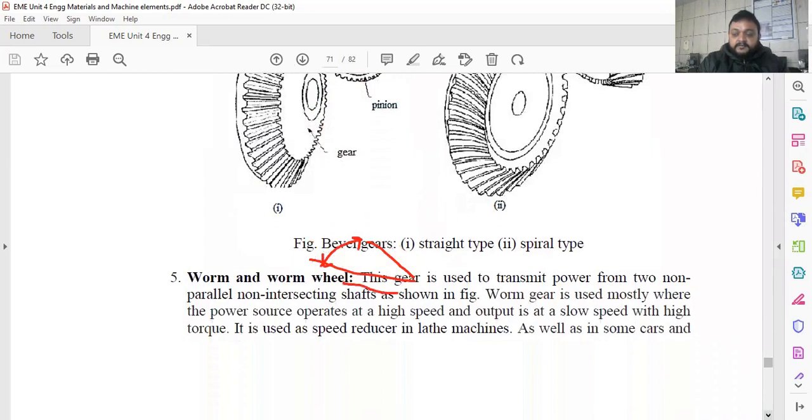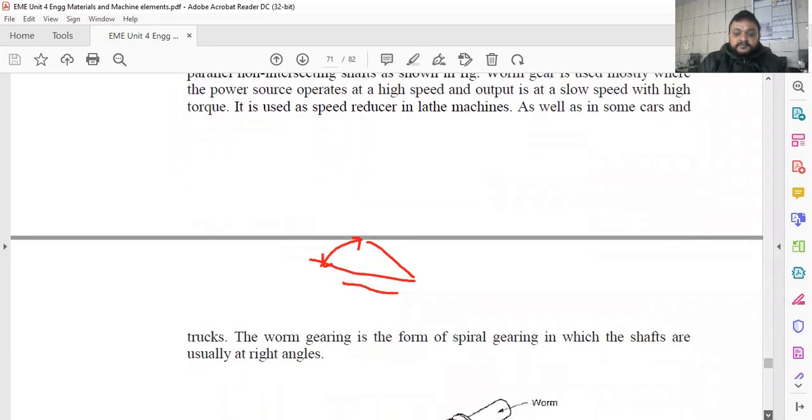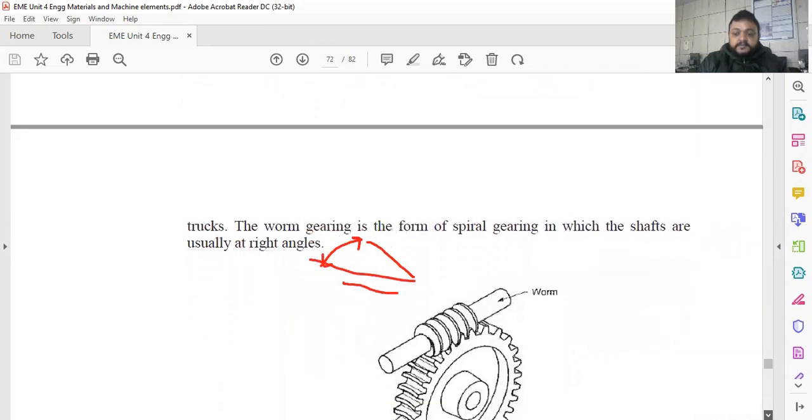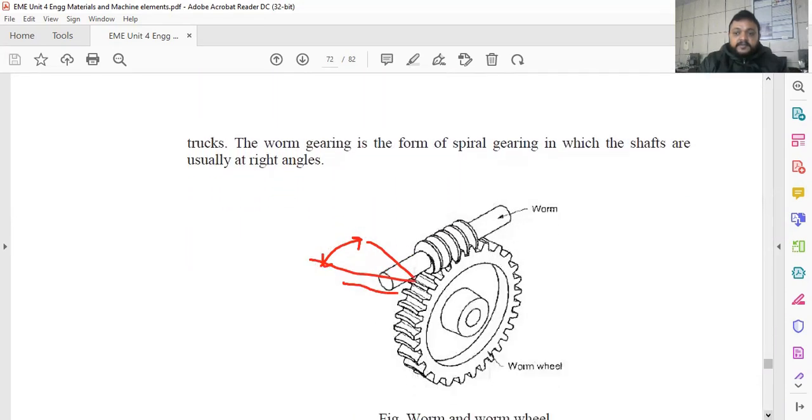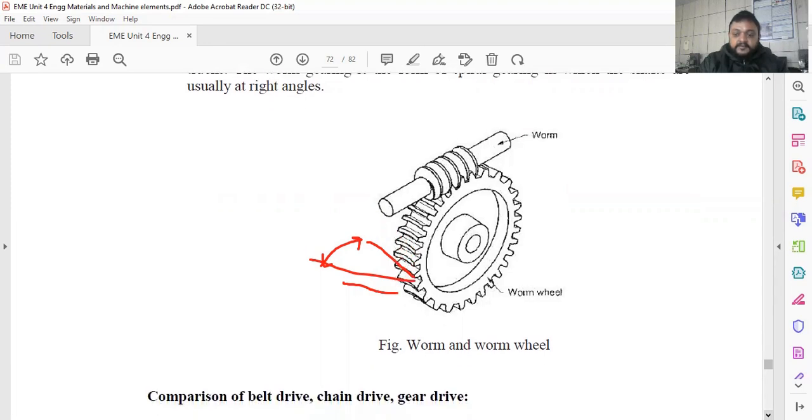And the fifth one is the worm and worm wheel. So worm is normally used here. This type of gear, as you can see, has a worm and a worm wheel. These gears are specifically used for power reduction, where the output speed needs to be comparatively less than the input or driving shaft. If the driven shaft speed is less, then you have to go for the worm gear.